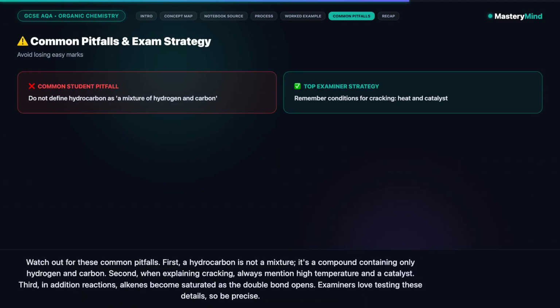Watch out for these common pitfalls. First, a hydrocarbon is not a mixture, it's a compound containing only hydrogen and carbon. Second, when explaining cracking, always mention high temperature and a catalyst. Third, in addition reactions, alkenes become saturated as the double bond opens. Examiners love testing these details, so be precise.